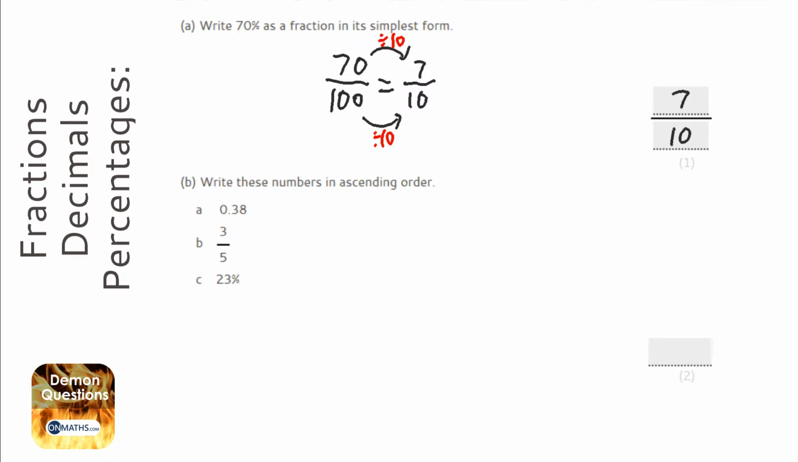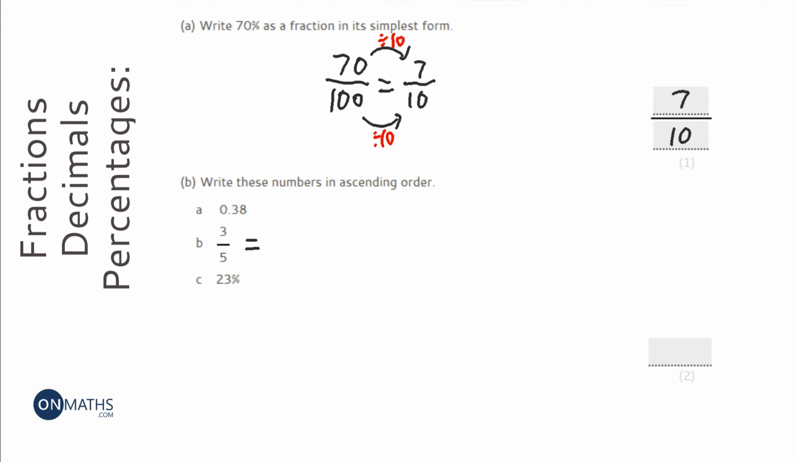Now the next one, they have a decimal, fraction and percentage. The easiest, I would say, to convert these all into, to be able to compare them, is probably a decimal. You might pick a fraction, you might pick a percentage, but generally I find these easier if they're decimals. So question A, we don't need to do anything with that.